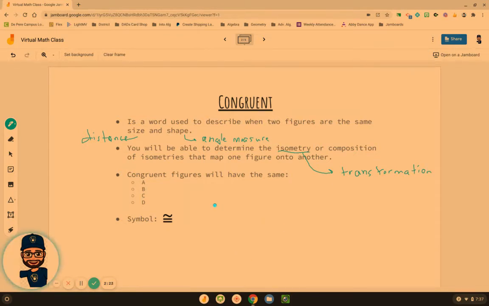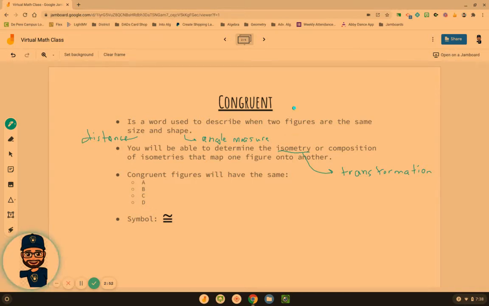And if one shape is congruent to the other, it'll always have the same ABCD theorem again: the same angle measure, the same betweenness, the same collinearity, and the same distance between points. So that's angle measure, betweenness, collinearity, and distance. And in case you didn't know, here's the symbol for congruent, to show that one shape is congruent to the other.